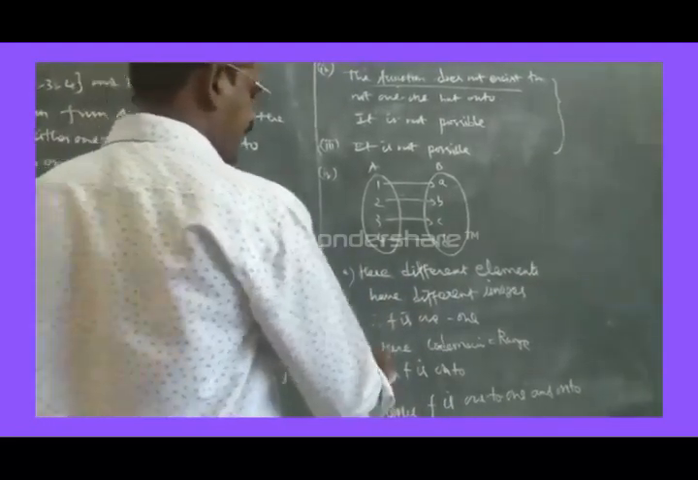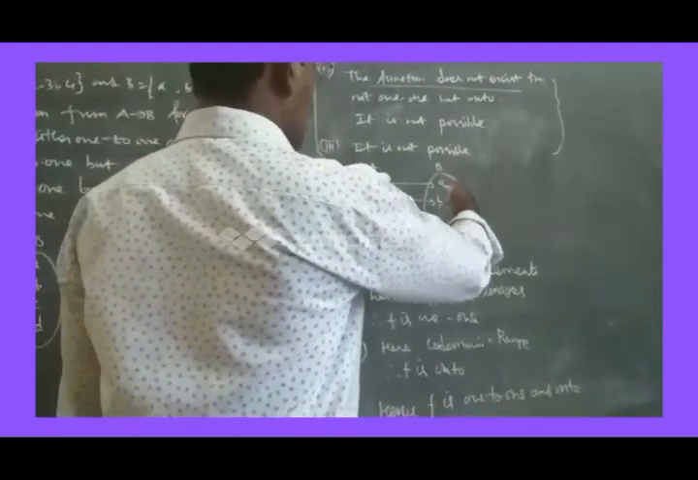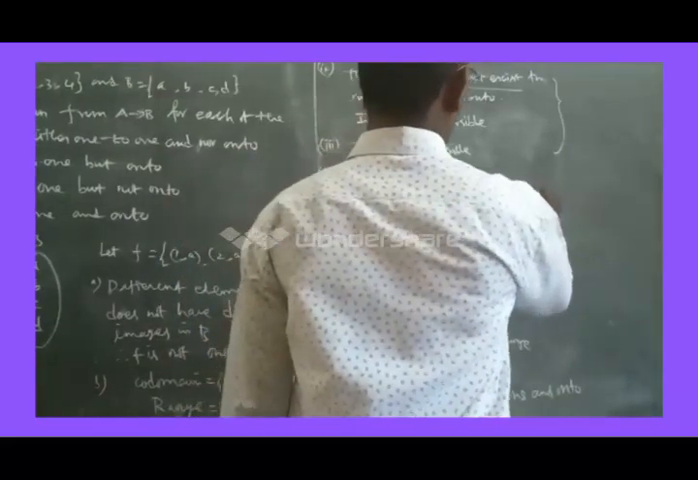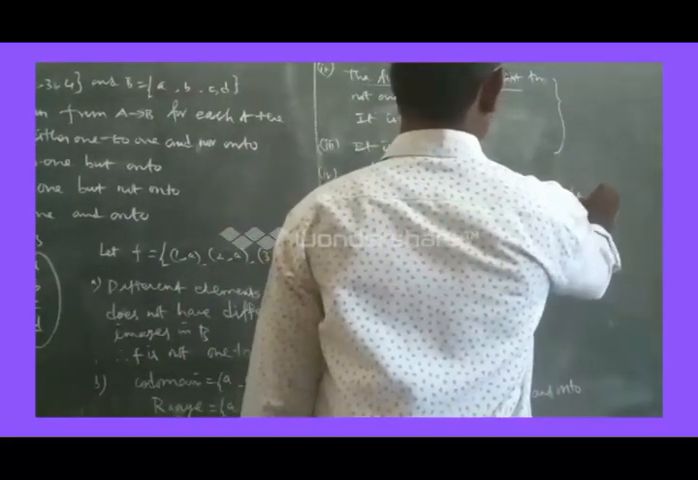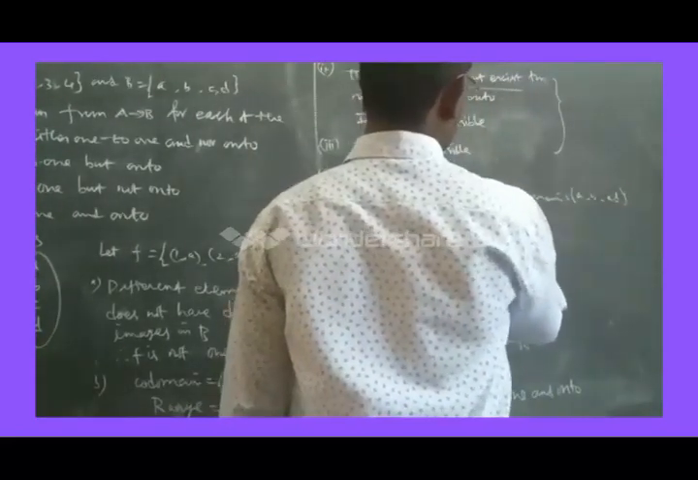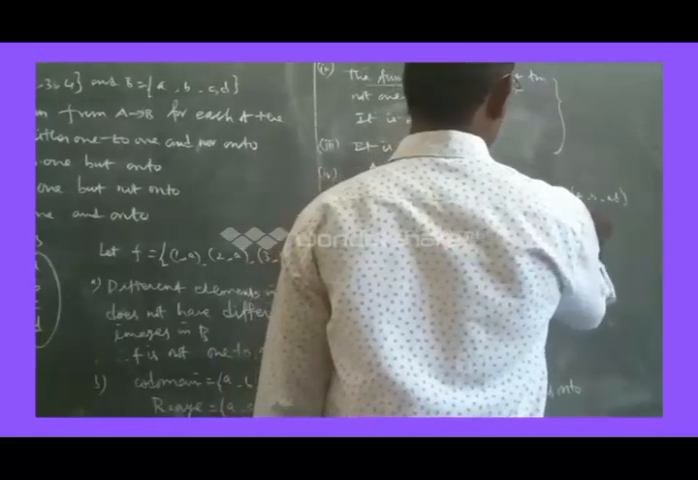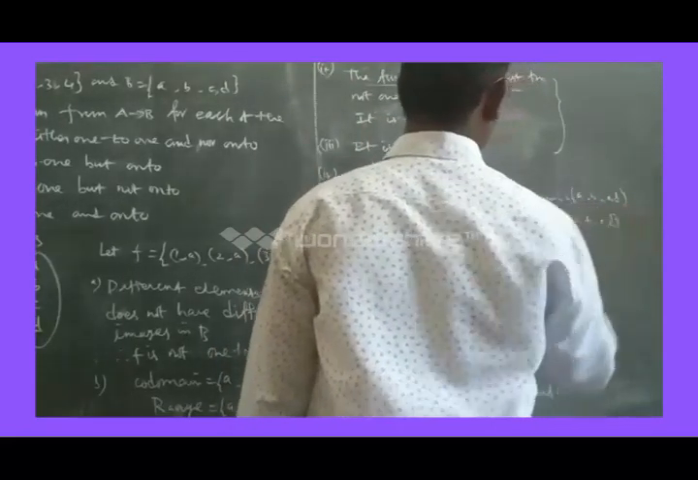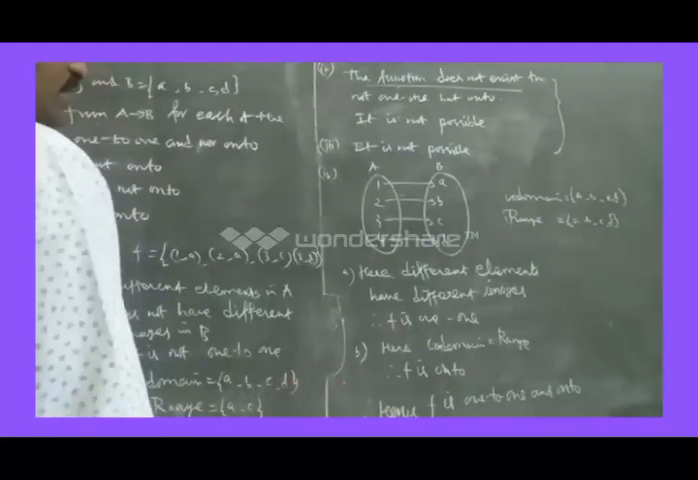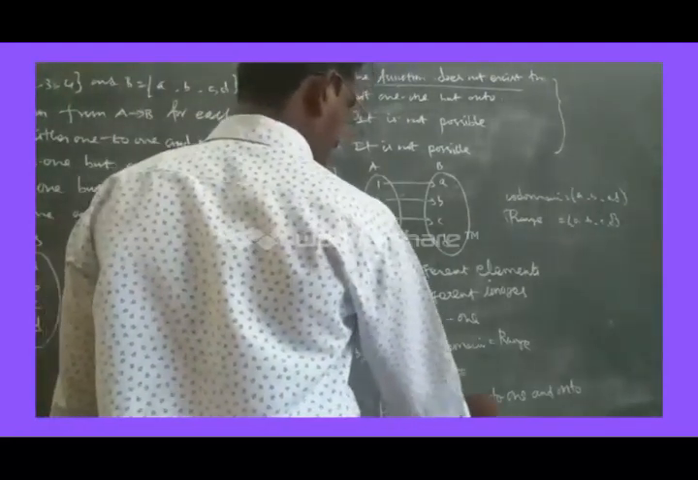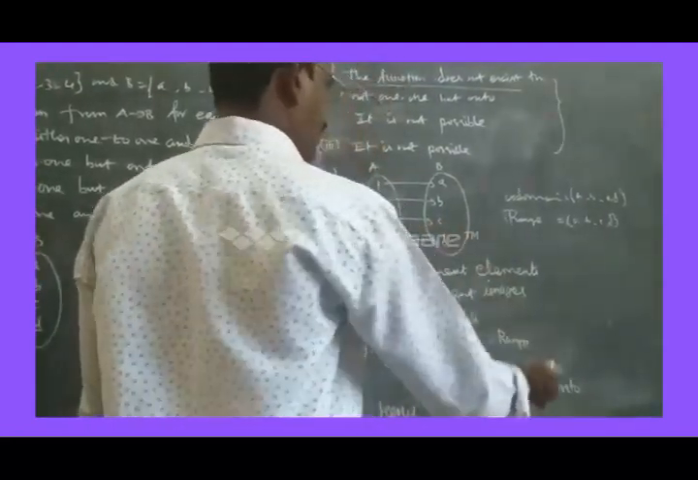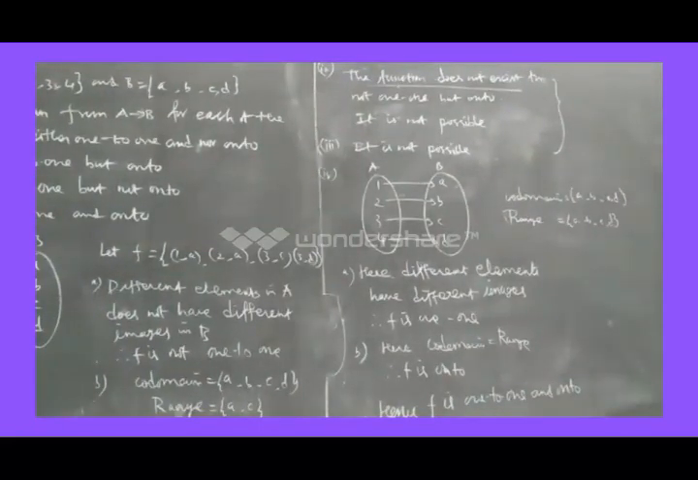Case 2, here domain, codomain and range. The codomain equals a, b, c, d. The range of f equals a, b, c, d. So codomain equals range. So f is onto. Hence, the given function f is one-to-one and onto function.